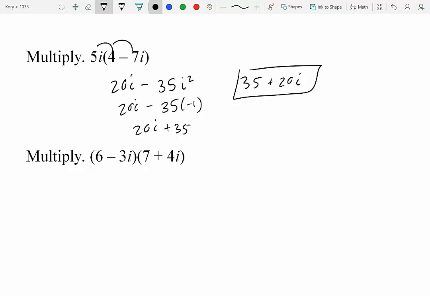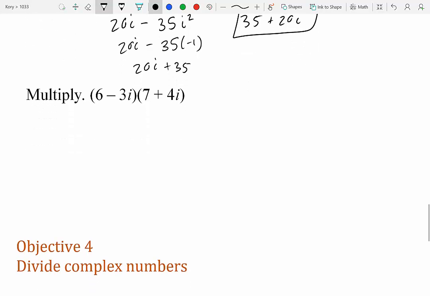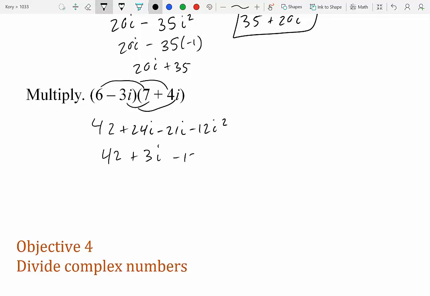Next, we need to FOIL. We have 6 times 7 is 42. 6 times 4i is 24i. Negative 3i and 7 is negative 21i, and negative 3i and 4i is negative 12i squared. So we're going to combine like terms. So we have 42 plus 3i minus 12 times negative 1. So we have 42 plus 3i plus 12. Combine like terms. We get 54 plus 3i.